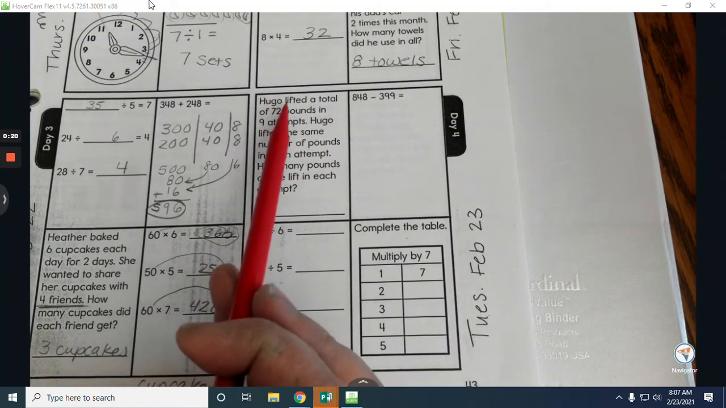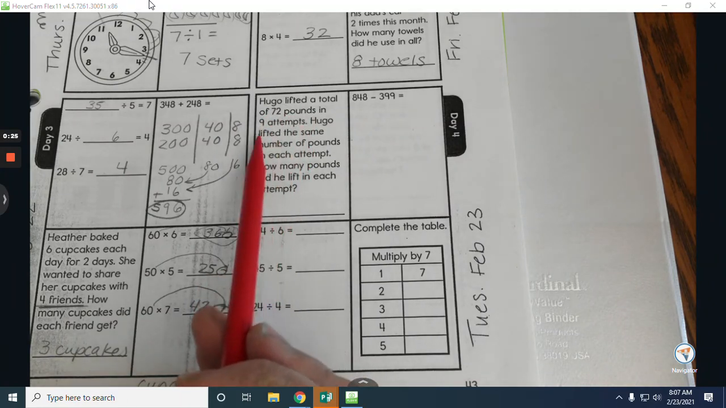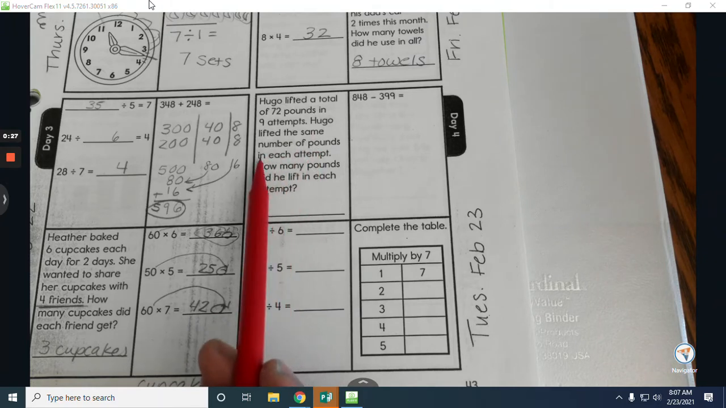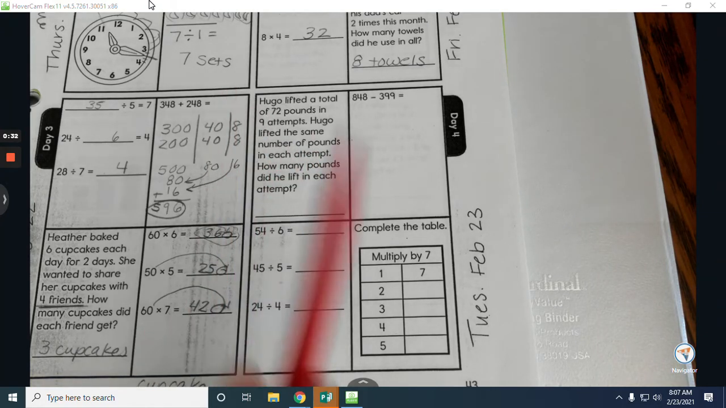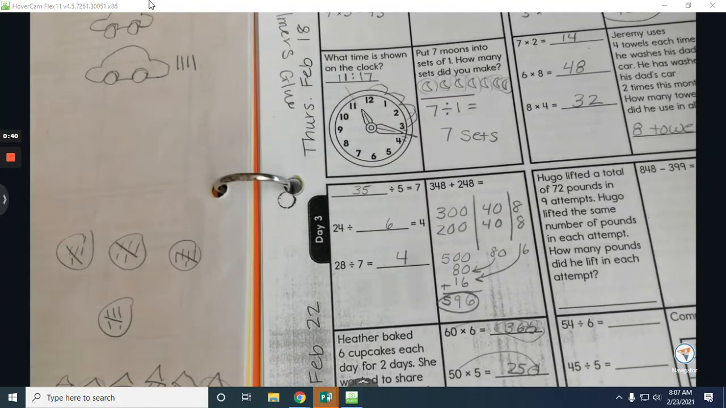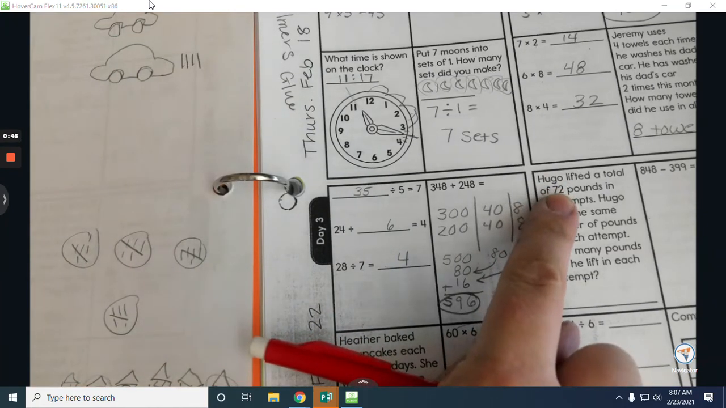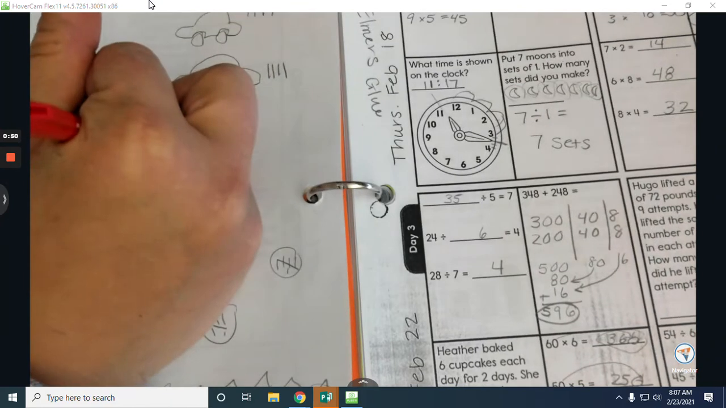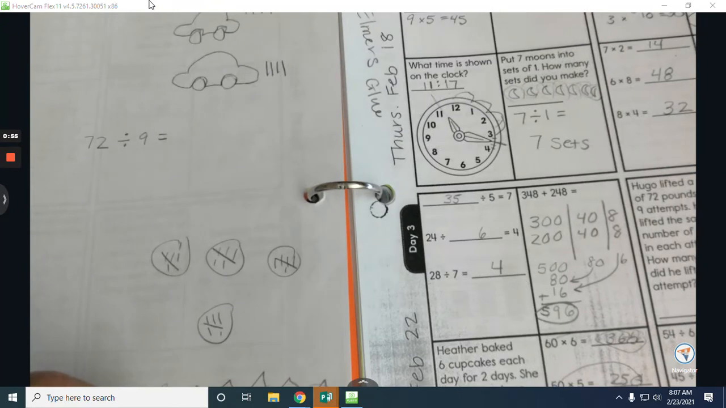So let's get started. Hugo lifted a total of 72 pounds in 9 attempts. Hugo lifted the same number of pounds in each attempt. How many pounds did he lift in each attempt? Okay, so I'm gonna scoot my paper on over here so there's some space to work. So we have 72 pounds, and he did this in 9 attempts. So we got 72 divided by 9 equals something.